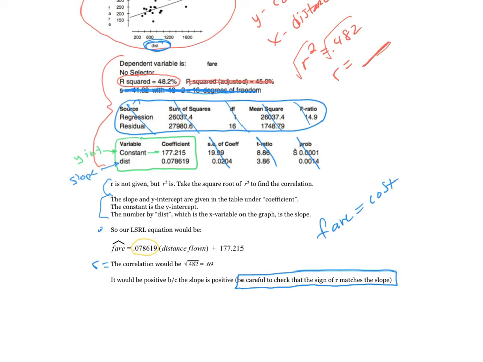And a 0-mile flight would cost us $177.21. So that might be accurate for flights, because maybe that's the luggage fee, and that's the food fee, and all that kind of stuff, where that's like the initial cost of your ticket before you've even flown any miles yet, and then the miles get added on. So that could be realistic.